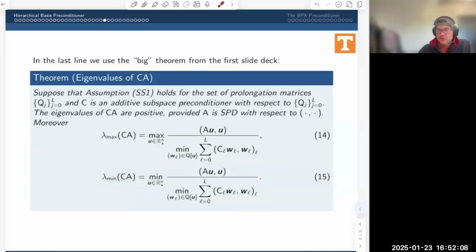When I'm using the hierarchical basis, I don't really have to worry about this minimum here. The reason I don't have to worry about the minimum is because when I invoke this object here, there is no minimum required because there's only one element in the Q class for U. There's only one collection of vectors W_L in that Q class. And that's because for the hierarchical basis methodology, we have unique representations in the hierarchical basis. And so this min disappears and I can simply get rid of that. Okay, so it does simplify a bit.